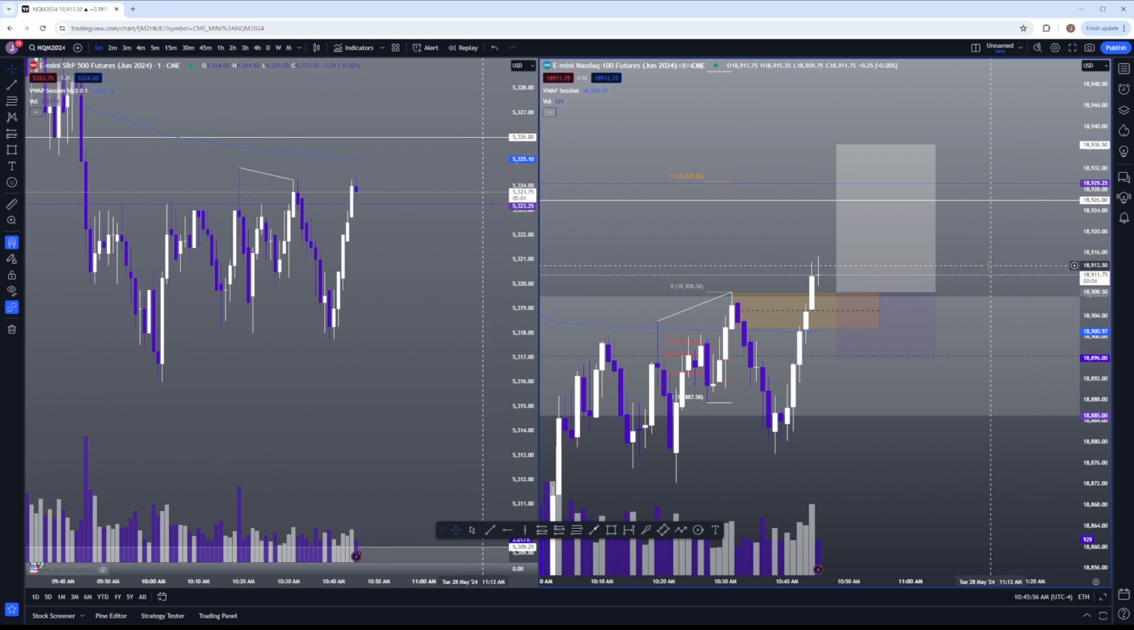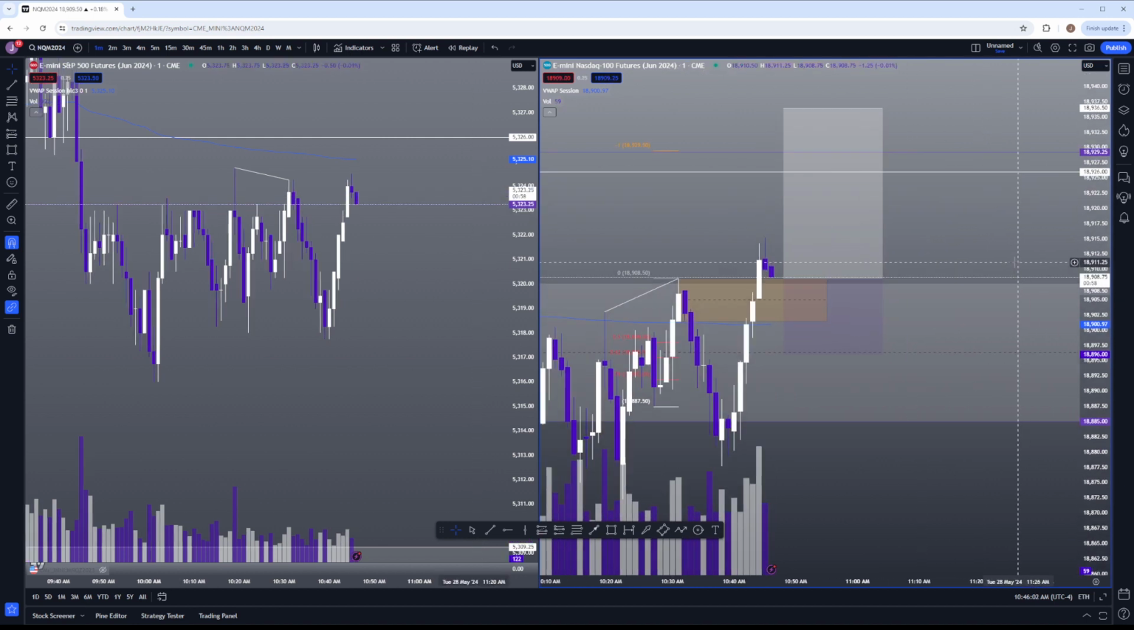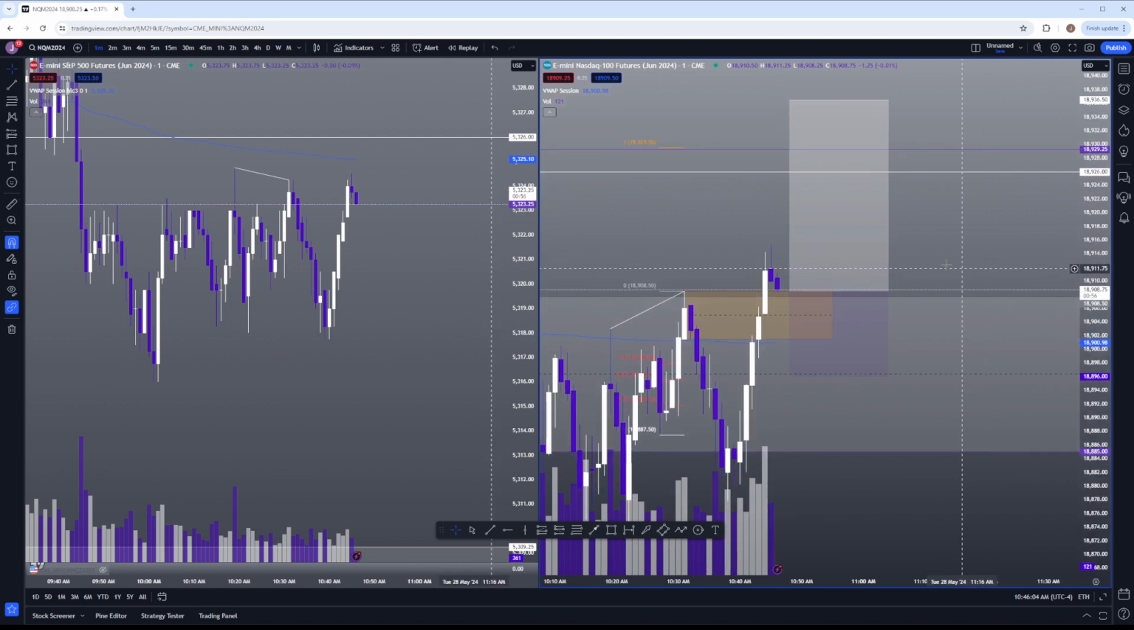Yeah, I think 2 micros is good. That gives you room, as long as you're doing the right risk management. Okay, this is when I'm looking for an entry off this 1 minute fair value gap here.